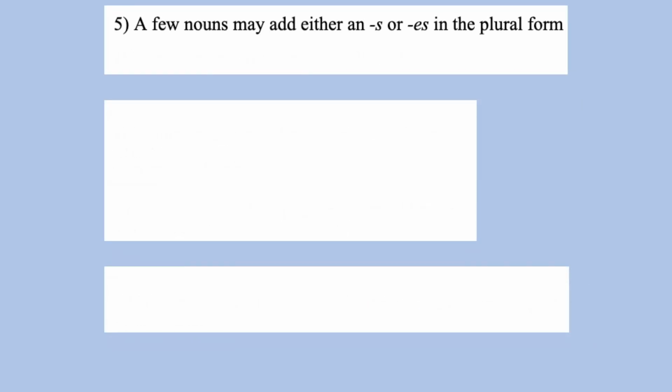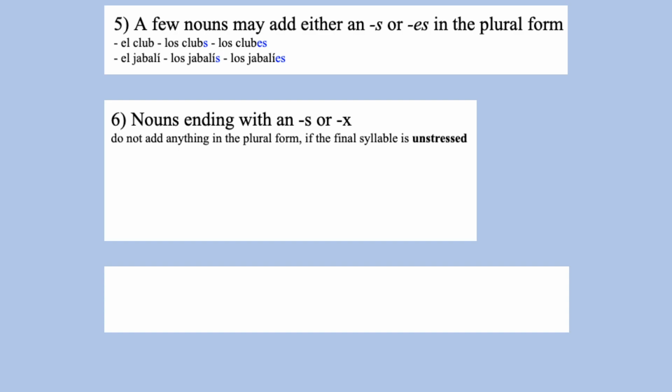A few nouns may either add an s or es in the plural form. El club, los clubs, los clubes, the clubs. El jabalí, los jabalís, los jabalíes, the boars. Nouns that end in an s or x do not add anything in the plural form if the final syllable is unstressed. El virus, los virus, the viruses. El tórax, los tórax, the thoraxes.